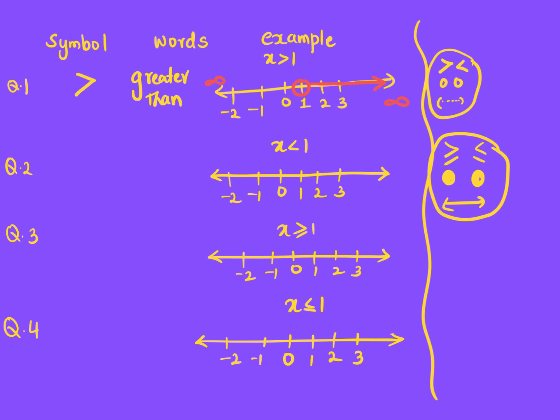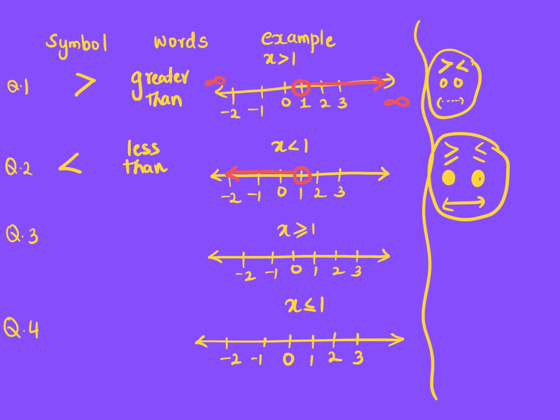Now let's try the second one. The symbol is this, and we read it as less than. X is less than 1. So you're going to go to 1. Since, according to the math emoji, it's an empty circle, put the value 1 as an empty circle, and take the values going to the left. So that's how you should show it. All the x values go towards the left, and you're not including 1, but any number below 1 is included in that graph.